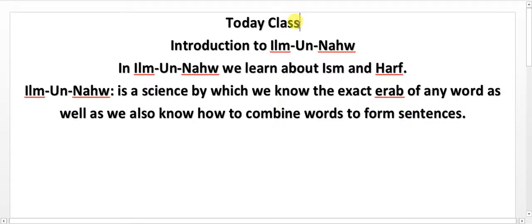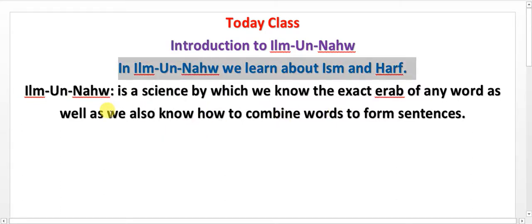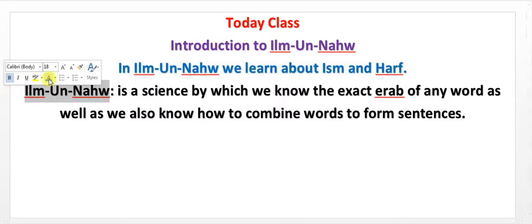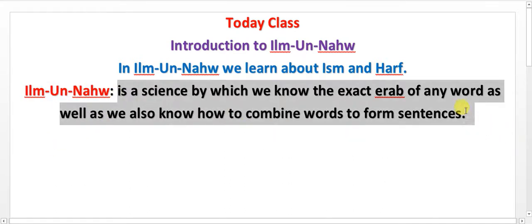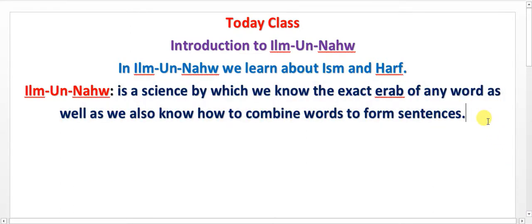So in today's class, we are going to learn about the introduction to Ilm-Un-Nahw. In it we learn about Nahw, why we need to learn Nahw, and from the previous video we have learned that in Ilm-Un-Nahw we learn about ism as well as harf. So now here is the definition of Ilm-Un-Nahw. Ilm-Un-Nahw is a science by which we can understand on which word which i'rab will come, as well as how to form a sentence by joining some words, or not only a sentence but a lot of sentences. So this is the main theme behind reading Ilm-Un-Nahw. In Ilm-Un-Nahw generally we learn all these things.